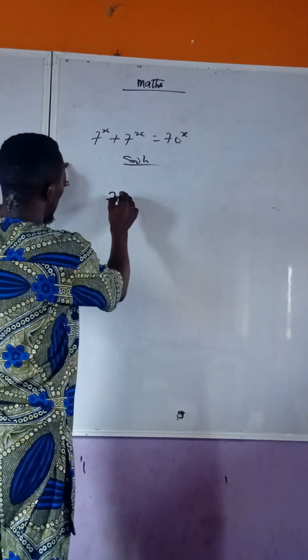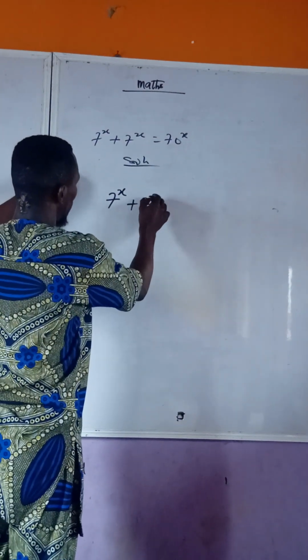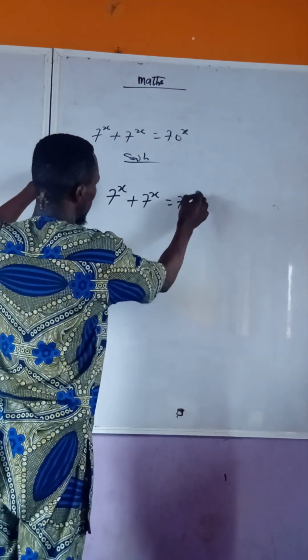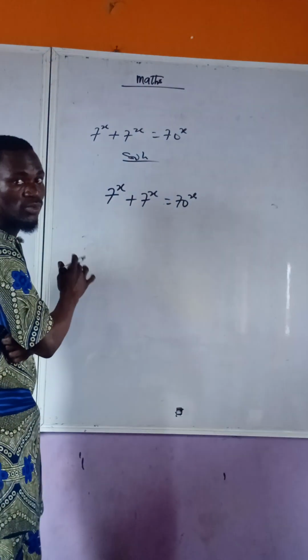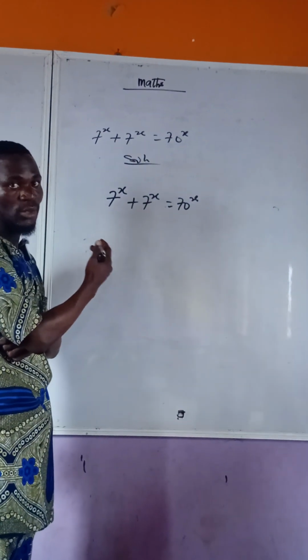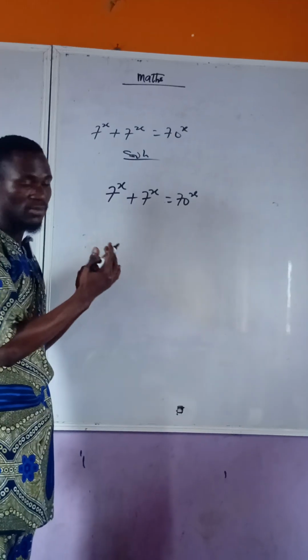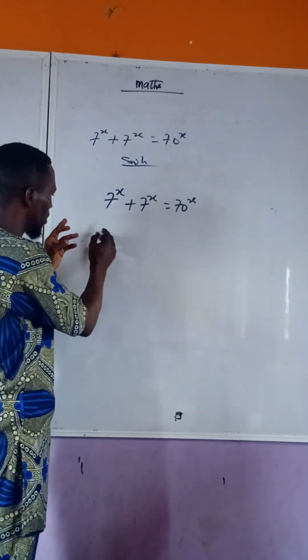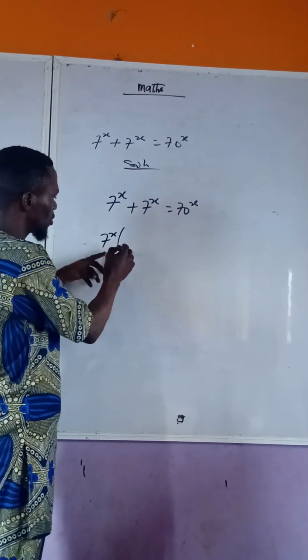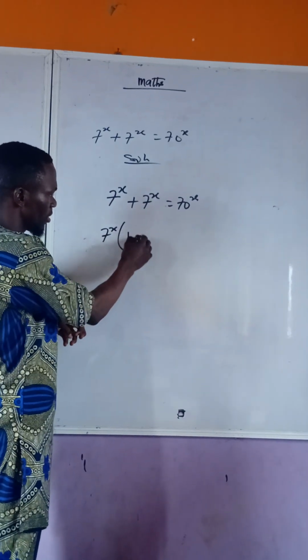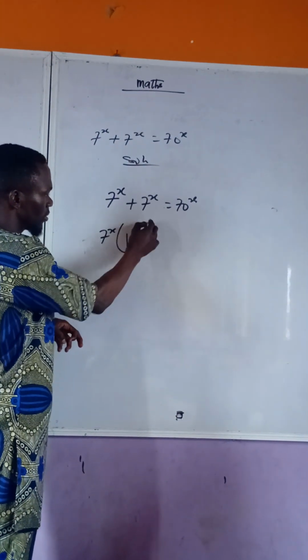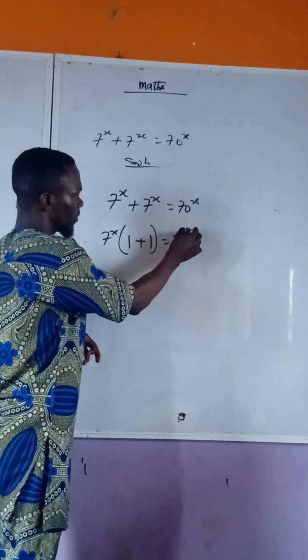So we have 7 raised to the power of x plus 7 raised to the power of x equals 70 raised to the power of x. Now in this case, we're actually looking for the value of x, right? What I'm going to do is take the common factors. 7 raised to the power of x is common, right? So bring it out. Then in brackets, this divided by this one, we have 1. Then plus this divided by this one, we have 1. Then equals 70 raised to the power of x.